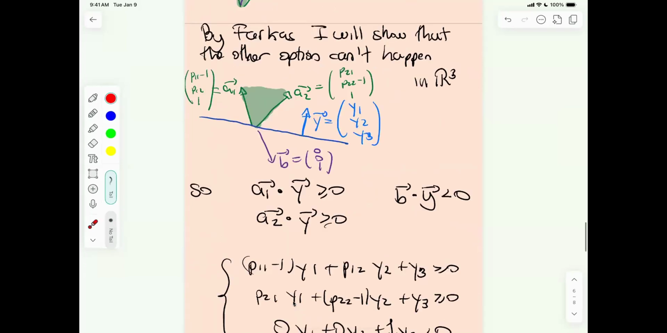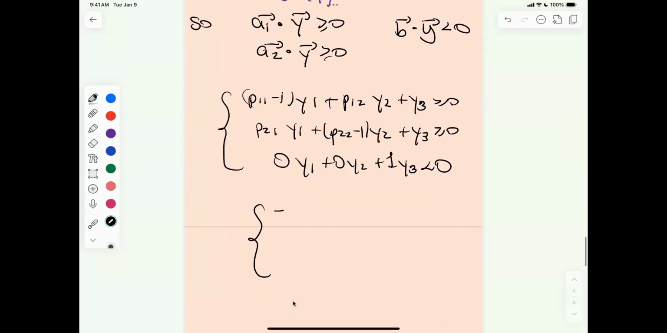So this gives you minus P12. What I'm using here is that P11 plus P12 equals 1, and also that P21 plus P22 equals 1, because the probabilities add up to 1 in each individual column of the matrix. So you get this.